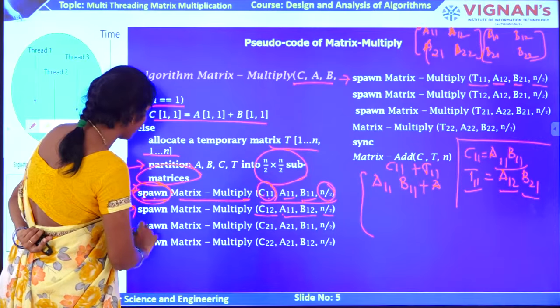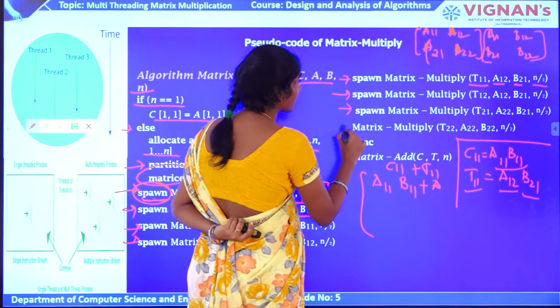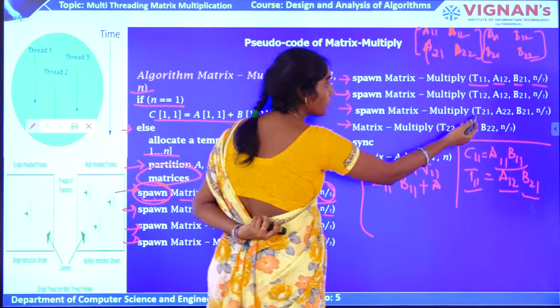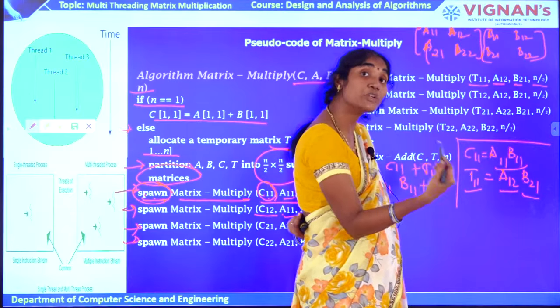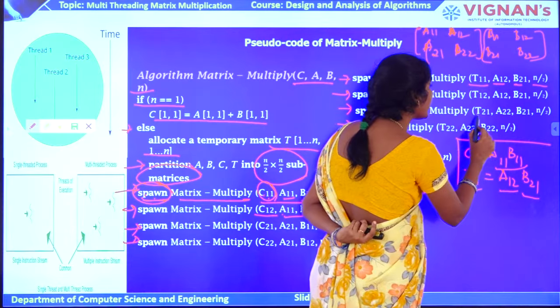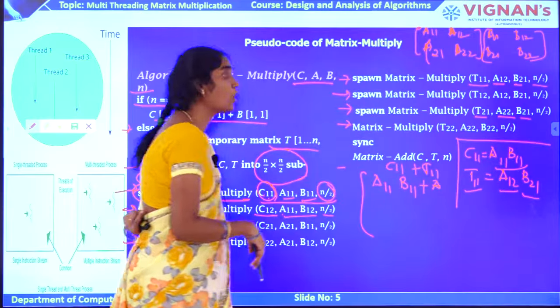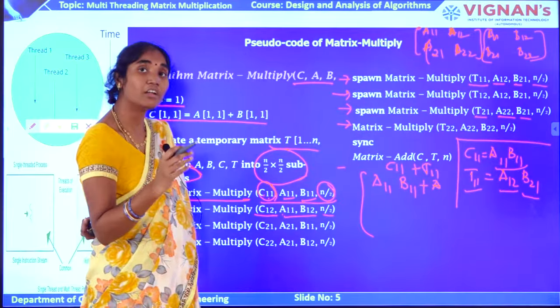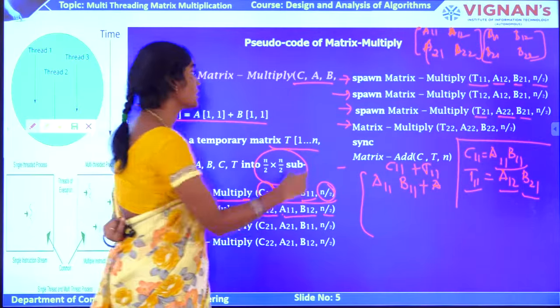In the same manner I am writing the matrix multiplication for the remaining terms also. Suppose I want to get T21. T21 can be measured by multiplying A22 and B21. That is why T21, A22, B21, right. So likewise I am writing all the 8 terms, and all these 8 terms are executing in parallel. That is why I have given spawn over there.